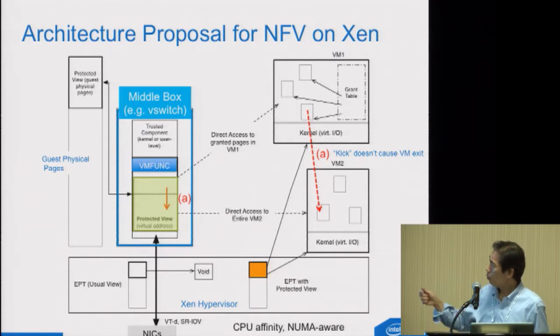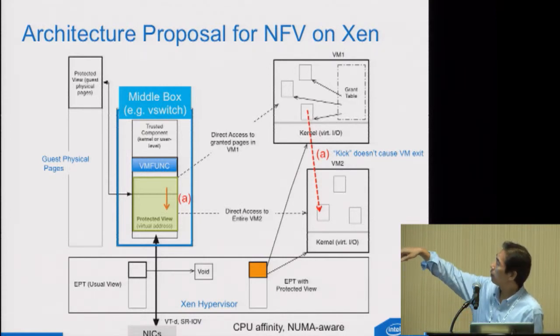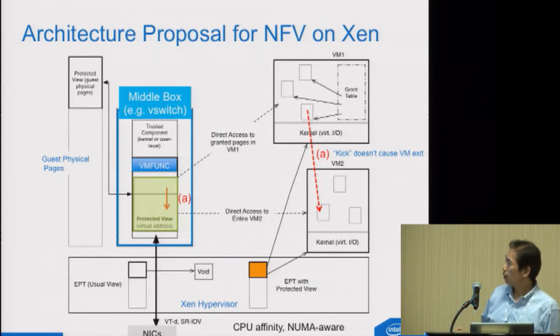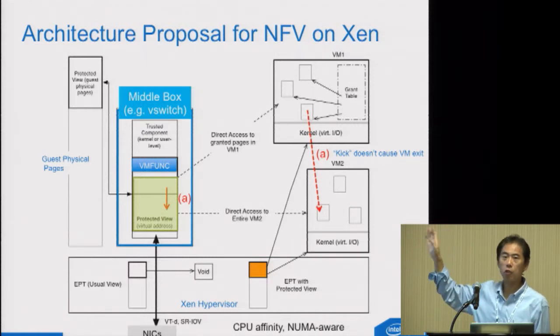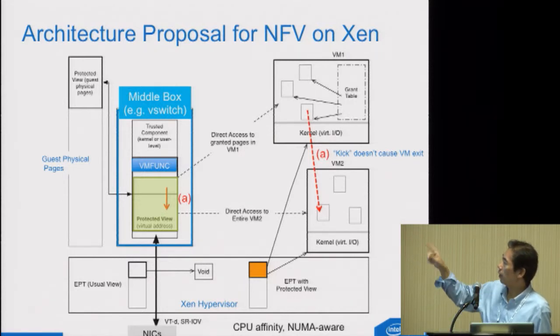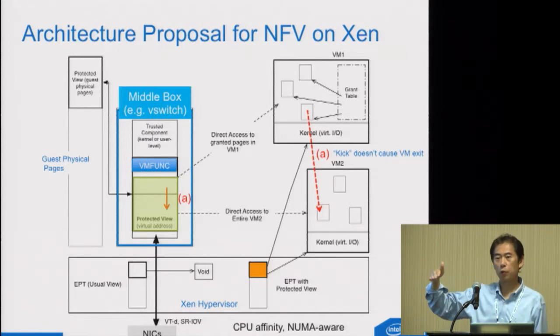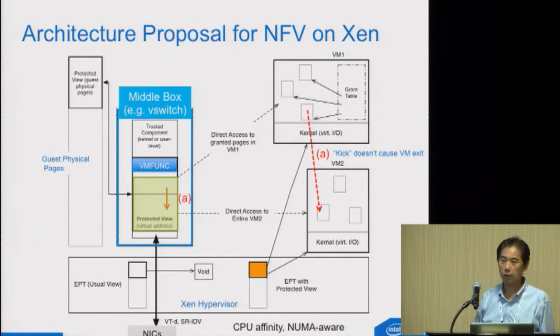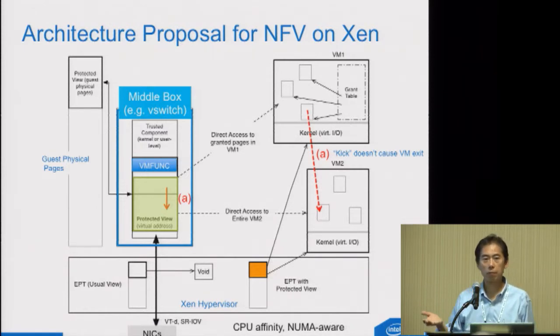Once the middle box does a VM-func, the contents or the pages of VM1, in this case the pages granted, are visible. And in the VM2 case, all the pages of VM2 are visible in that view. Then, of course, the location of queues and the key data structures must be exchanged prior to this, or this is outside the scope of this one. But for example, they can exchange information such as where the queues are and the size of the ring buffer, whatever. Very similar to our back end and front end mechanism.